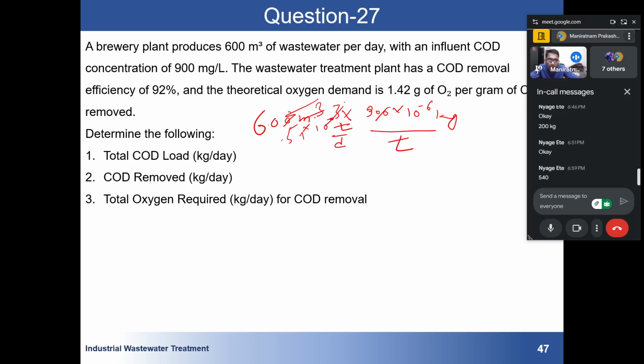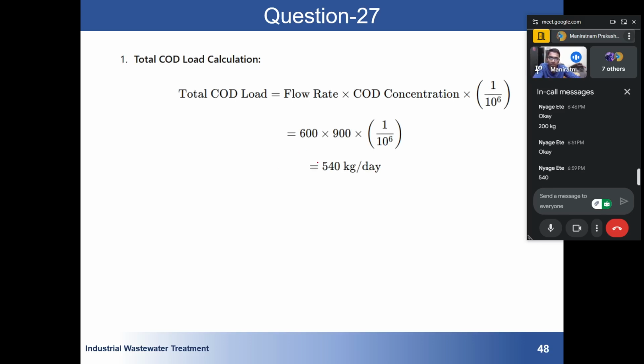3 into 3, 2, 5, 1, 6, yes. So it will be 540. Yeah, the first one is correct. 540 kg. Here you can see that 6 kg they have. It is meter cube per day. 900 milligram per liter. Here it's not shown, but it will be multiplied by 10 to the power 3. Then if you finally convert it, you will get 540 kg per day.